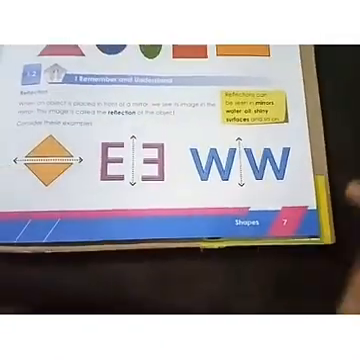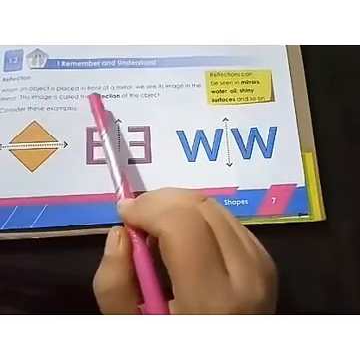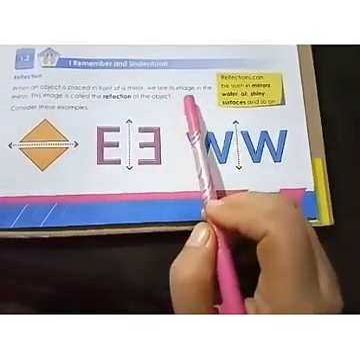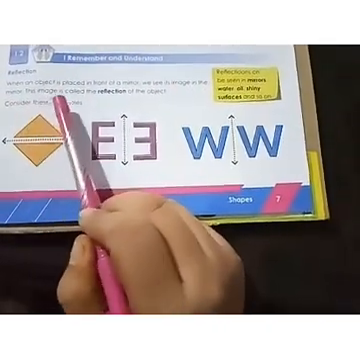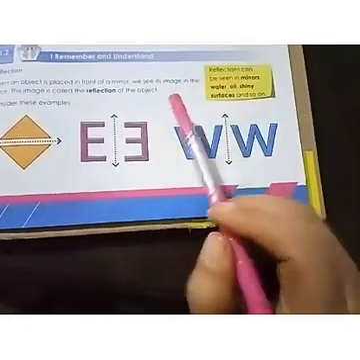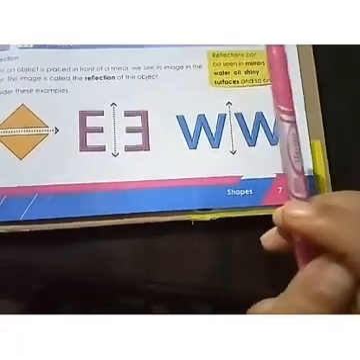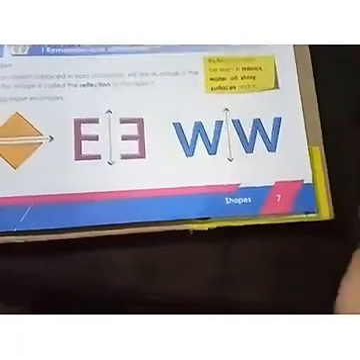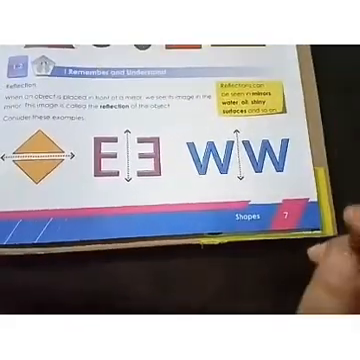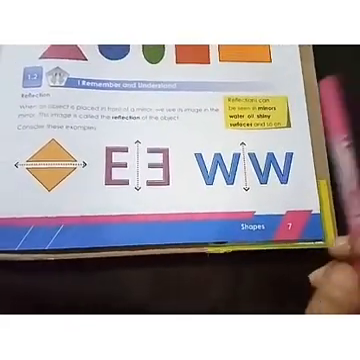Okay. The next topic we got is reflection. So what do we mean by reflection? When an object is placed in front of a mirror, we see its image in the mirror. This image is called the reflection of the object. So when we stand in front of a mirror, we see ourselves, isn't it? That is known as the reflection. Reflections can be seen in mirrors, water, oil and shiny surfaces.